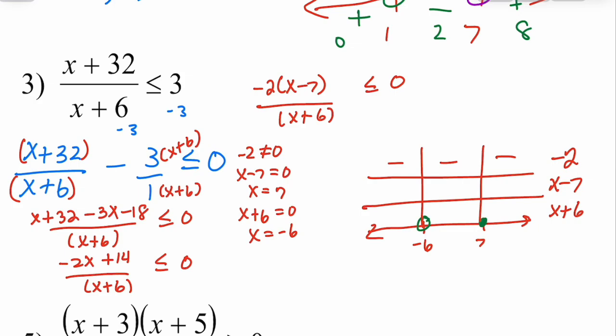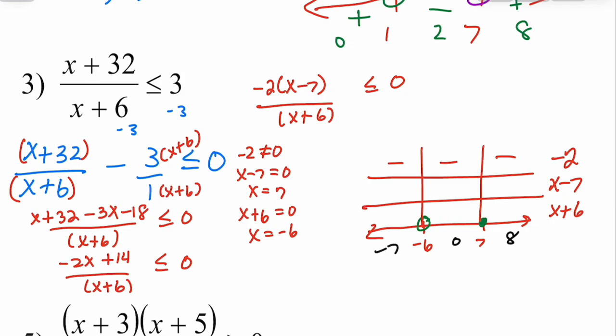If it was +2, I'd put plus, plus, plus. Okay, but it's a negative. Now we need test values. So let's find our test values. Let's go -7, 0, and 8. Okay, and now let's plug them in to our remaining factors.